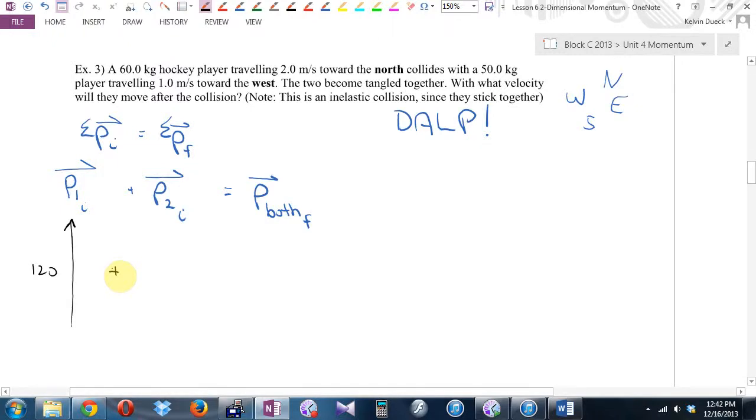Can you read to me the description of the second hockey player before? A 50-kilogram player traveling 1 meter per second towards the west. Toward the what? West. So I'm going to draw an arrow like this. In your head, without a calculator, can you multiply his mass times his velocity and tell me what number is going to go on that arrow? 50. Thank you.